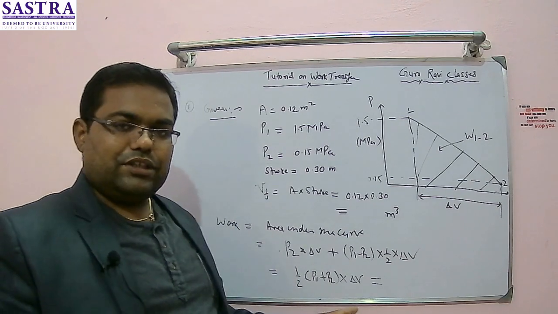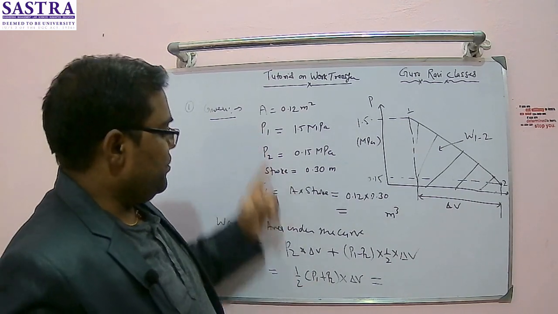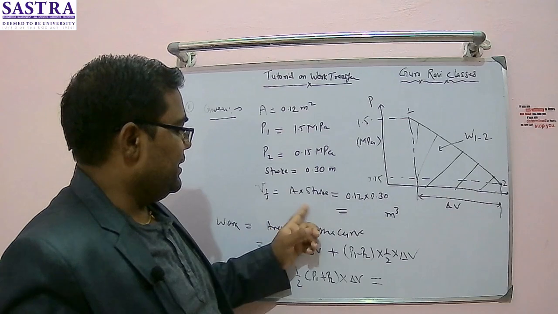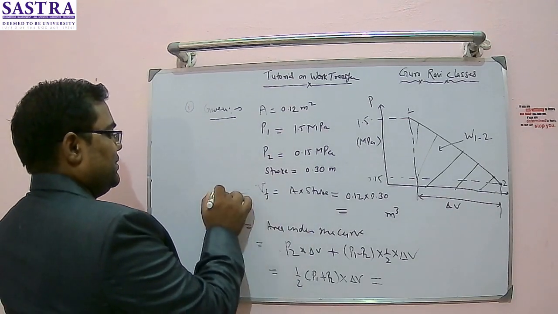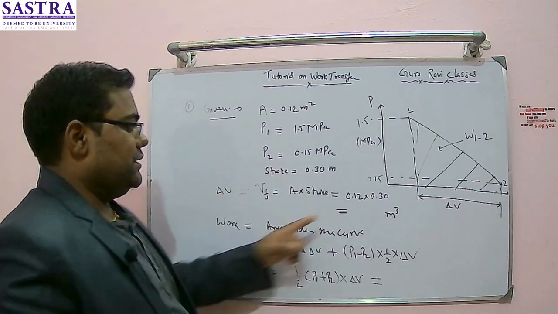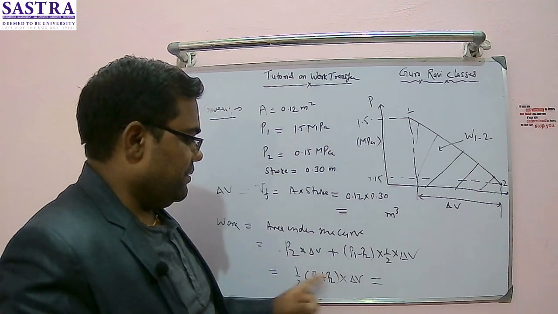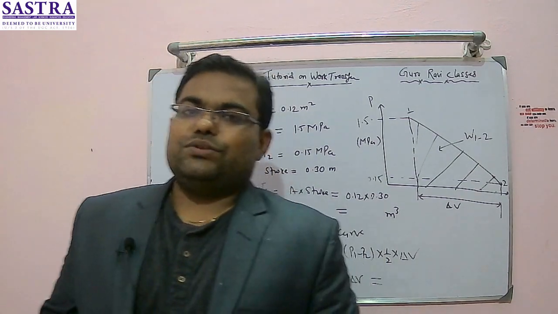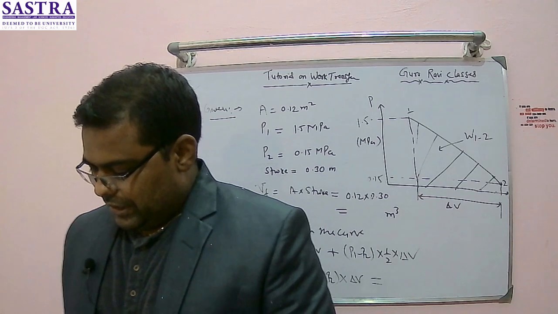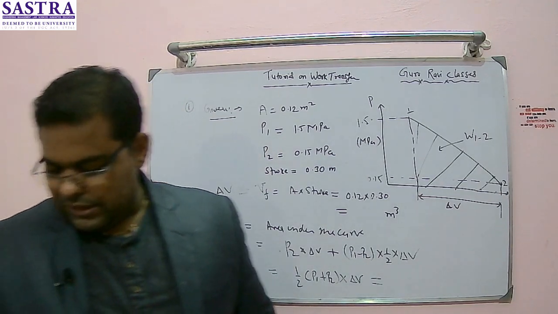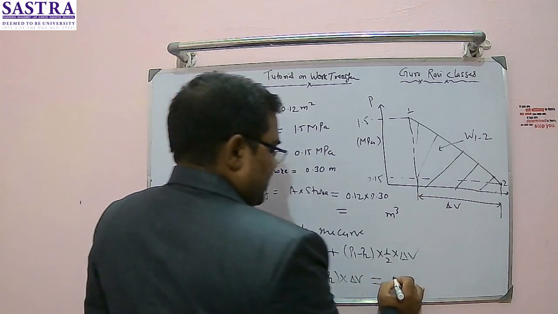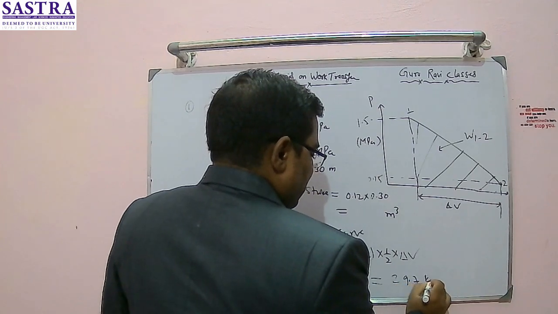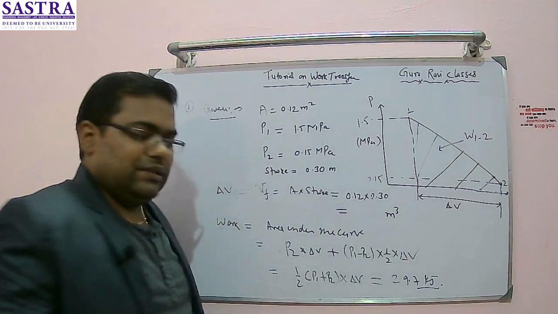So this is the work transfer. You know the P1 value, you know the P2 value, and this is the delta V which has been swept. So use this value of delta V here, and with P1 and P2 you can get the work transfer in this process. If you solve this, you will get 29.7 kilojoule. This is the final answer for this problem.